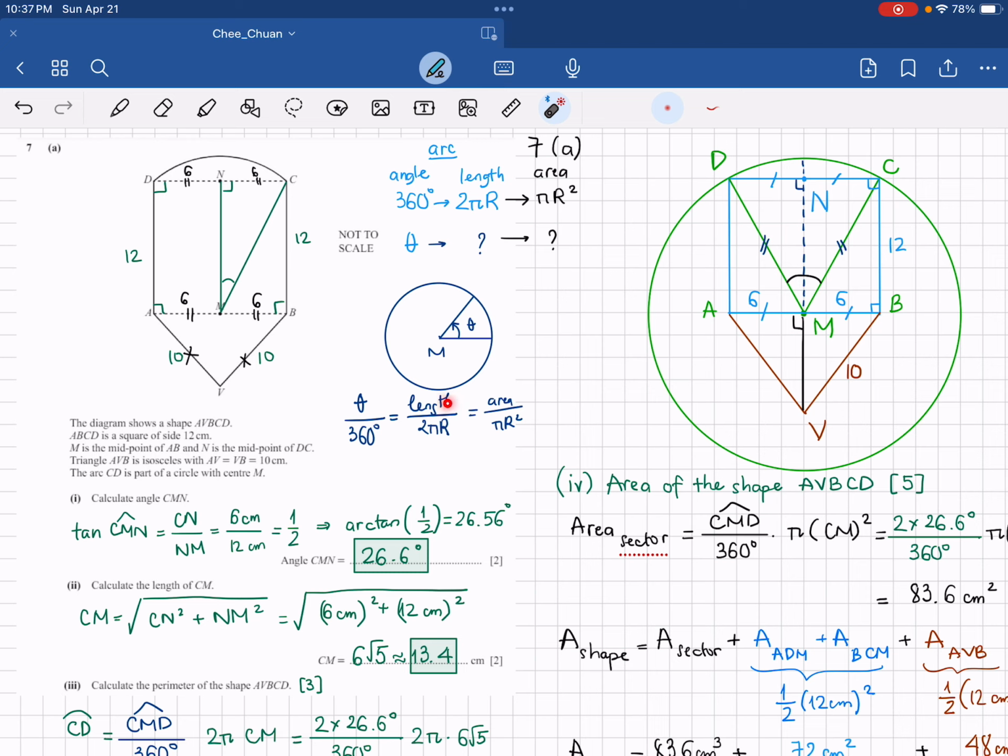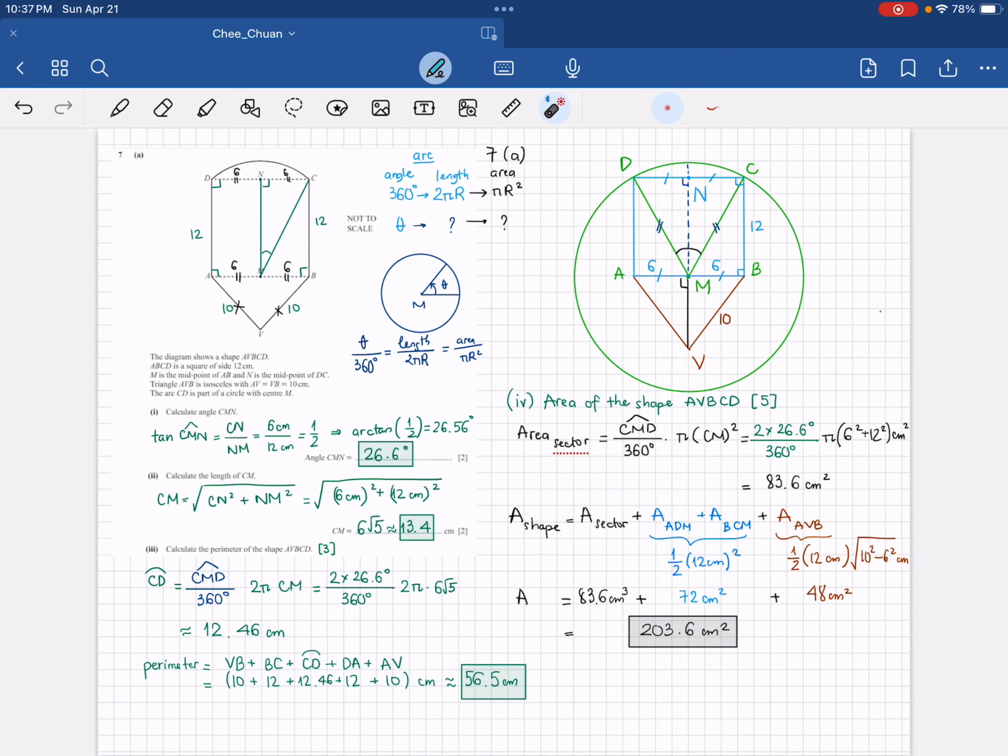In order to find the length, we just multiply this ratio by this denominator to find the numerator. So what we need to do is identify the angle that observes that arc, which is twice the angle CMN, because this is an isosceles triangle. So these two angles are equal to each other, and each of them is about 26.6 degrees, which means that the whole thing here should be twice of it.